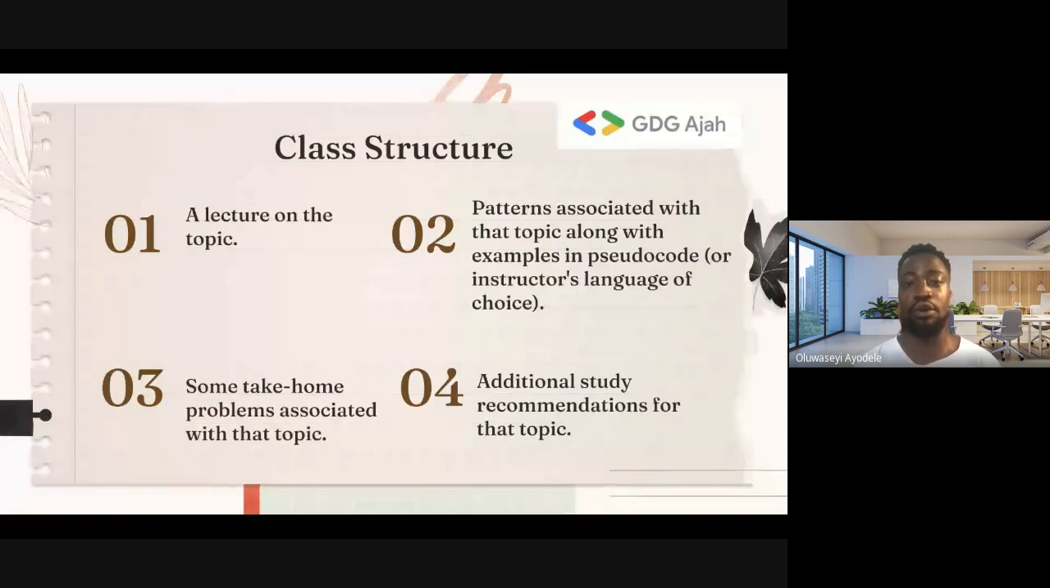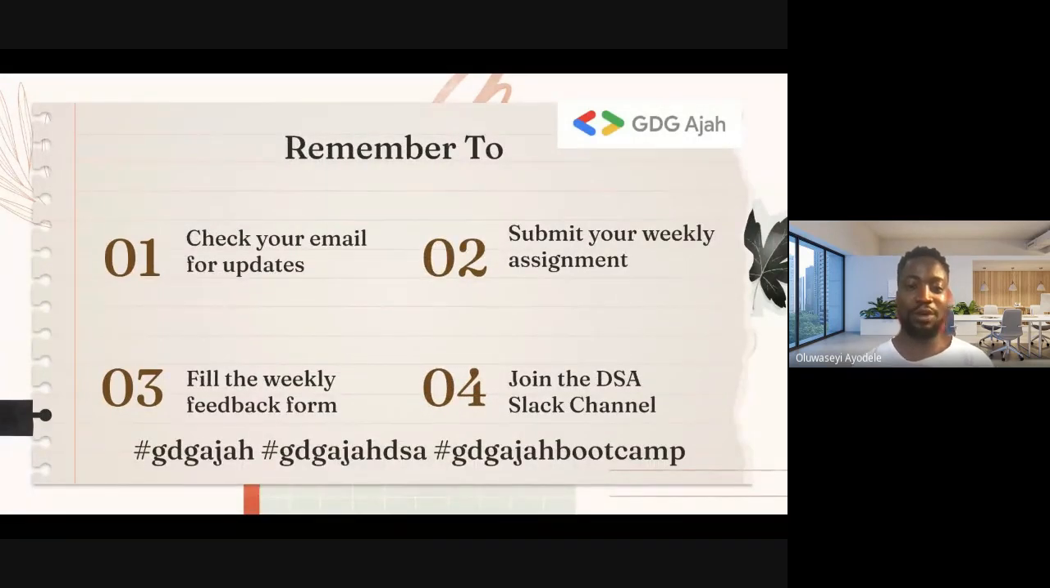We expect you to try your hands-on experience with code, try something based on what we've learned throughout that class, and submit the assignments to us. We are going to share the GitHub repo where you push your assignment. There will also be additional study recommendations from our awesome tutors, which we will share with you after every class. I want you to remember to check your email for updates every time. It's really important. Also, submit your weekly assignments and fill the weekly feedback form, because these are the things that we use to improve the bootcamp and the classes.